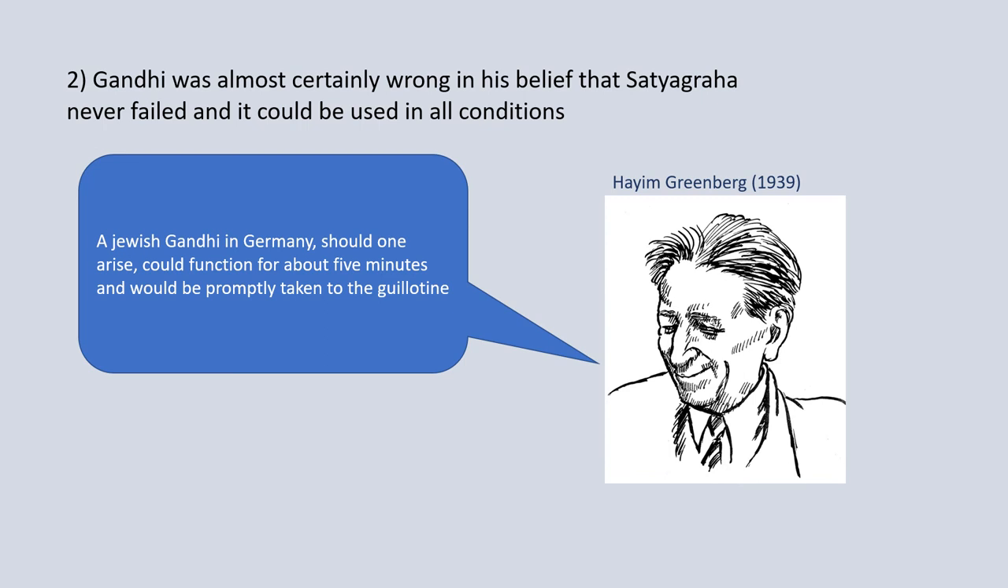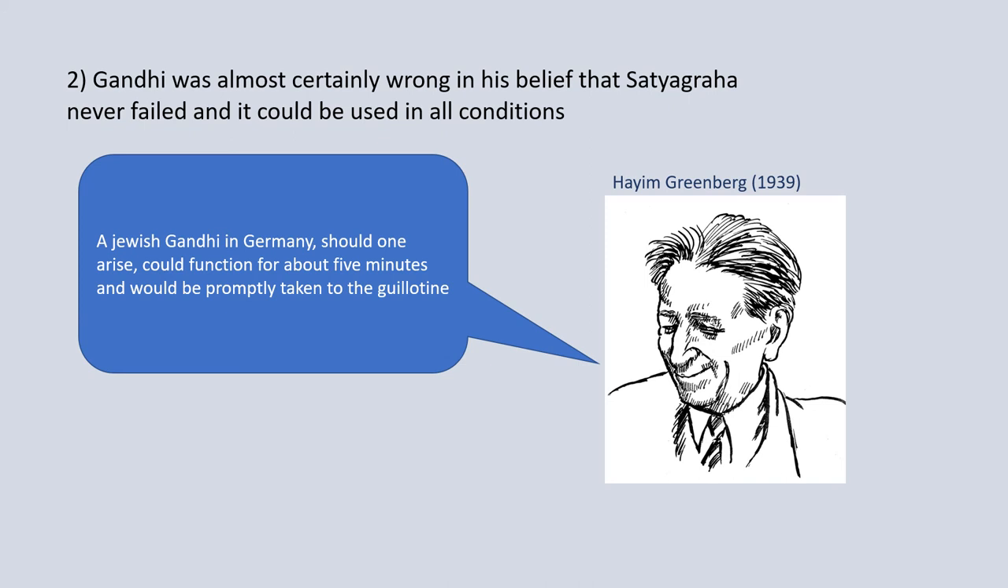The second point takes up from the first, but I think sharpens it somewhat. And it claims that Gandhi was almost certainly wrong in his beliefs that Satyagraha never failed, was always applicable, and that it could be used in all conditions.